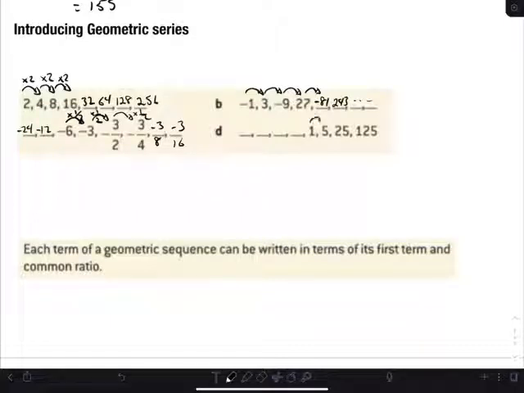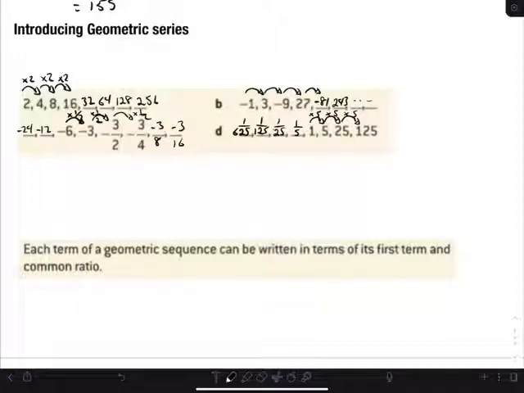Last one here, how am I getting from one term to the next? I think it's fairly obvious. You're multiplying by 5. So before that, it would have been 1 over 5. I'm just working backwards. I'm dividing by 5 to work backwards. 625. There we go. So something like that.